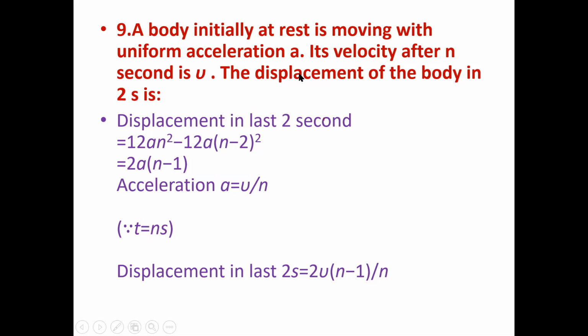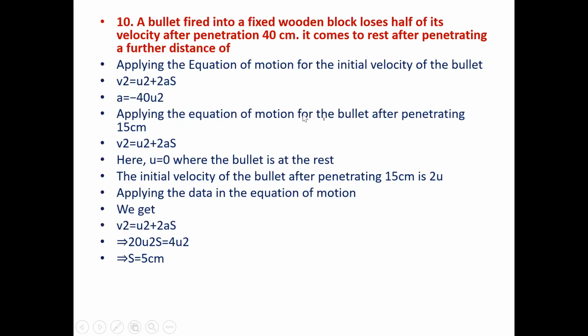A body initially at rest is moving with a uniform acceleration a. Its velocity after n seconds is v. Displacement of the body in 2 seconds. Initially at rest, moving with a uniform acceleration a. Its velocity after n seconds is v. See this displacement in the second.